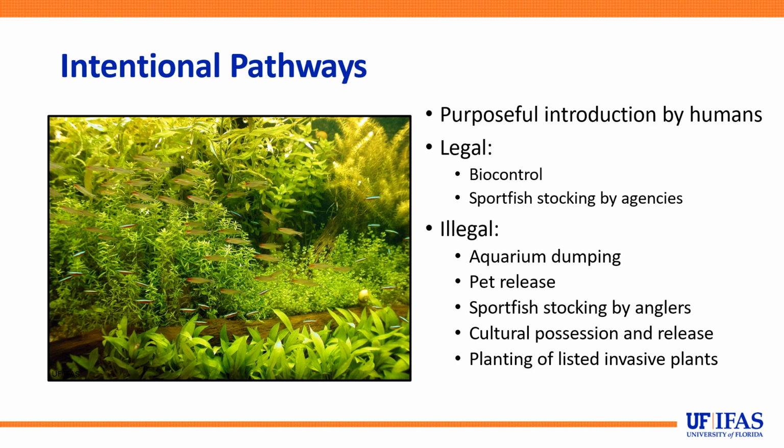Intentional pathways are actions that humans do on purpose to introduce a non-native species to a new area. This doesn't always mean that a person is doing it to purposely cause harm. Many times it's done without the person knowing the consequences. Since this is a module series on non-native aquatic species, we're going to focus on pathways for aquatic species. Intentional introductions that are legal include biocontrol, which is when you use one species to control or reduce the numbers of another species through predation or herbivory. Another example is stocking of sport fish by agencies to increase recreation and ecotourism.